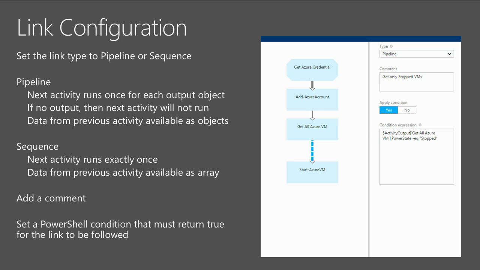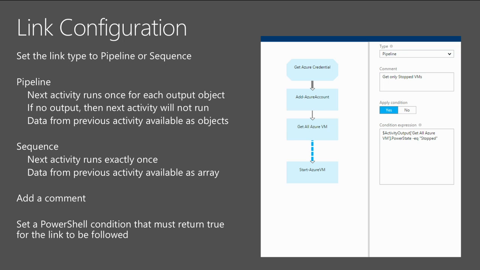We're giving you a pipeline link, which, for those of you familiar with PowerShell, is exactly the same as the PowerShell pipeline, where if the previous activity has 5 pieces of output objects, the next activity is going to run 5 times. And it's going to have access to the individual objects from that previous activity. However, if there's no output from the previous activity, the next one will not run.